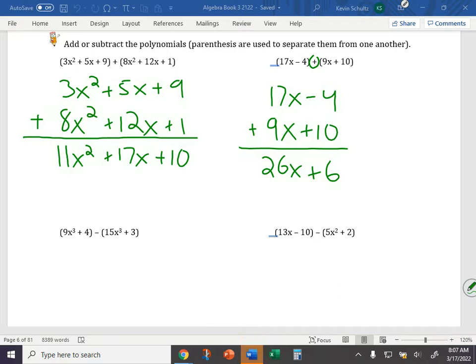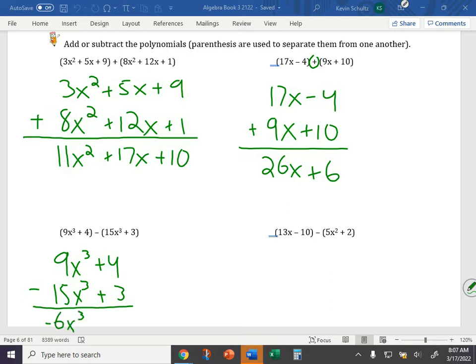Okay. Third one. We introduce subtraction here. 9x cubed plus 4, no need to reorder anything there. 15x cubed plus 3, no need to reorder anything there. But we are subtracting. So we have to make sure we go back to that subtraction sign every single time here. 9x cubed minus 15x cubed gives us negative 6x cubed.